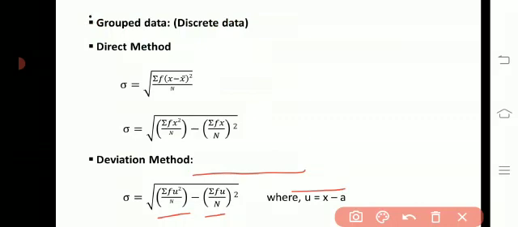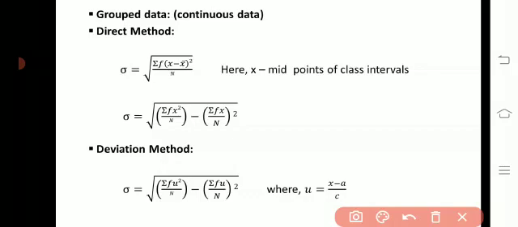Then grouped data and discrete data. Direct method: the standard deviation sigma is equal to square root of summation f into (x minus x bar) square upon capital N. That is, sigma is equal to square root of summation f x square upon capital N minus (summation f x upon N) whole square. Then by deviation method, standard deviation sigma is equal to square root of summation f u square upon n minus (summation f u by n) whole square, where u is equal to x minus a.